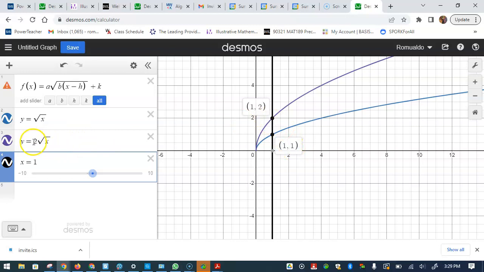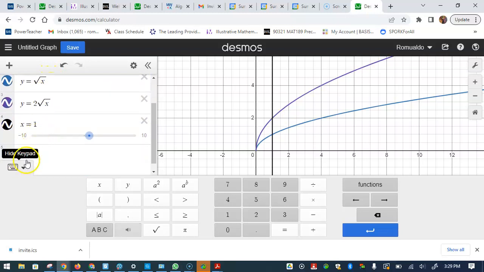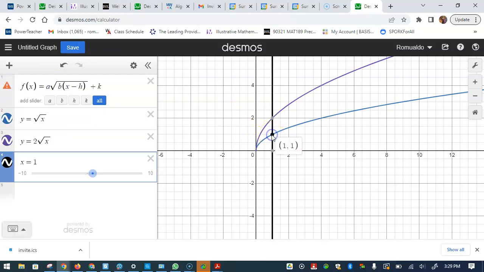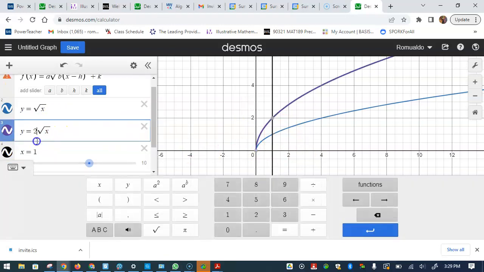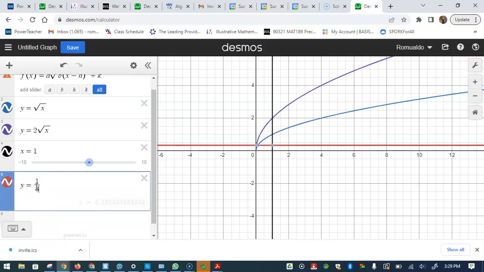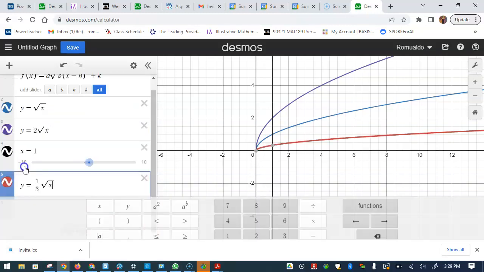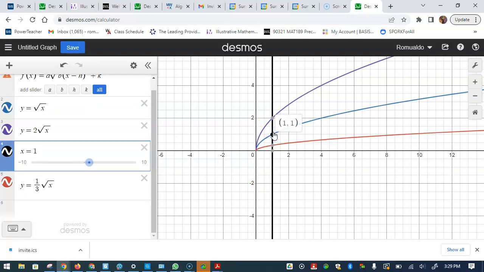Basically, because there is an a here, and the a is 2, all the y coordinates get multiplied by 2. The x coordinate stays the same. This is called a vertical stretch in this case, because this 2 is greater than 1. Let's take another one, y equals 1/3 of root x, and see the graph, the red color. This was the original (1, 1), but whenever the number is greater than 1, the y coordinate is multiplied, so it gets stretched.